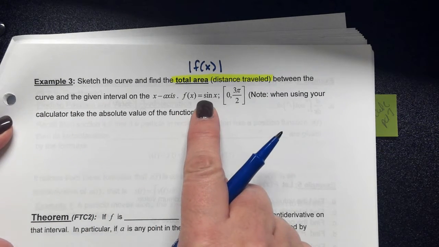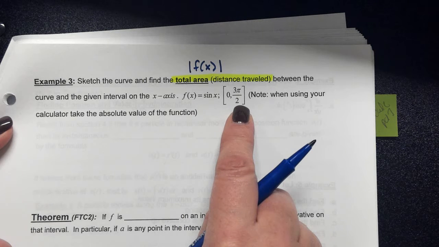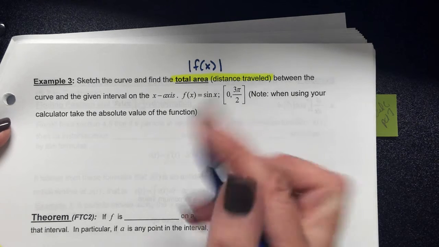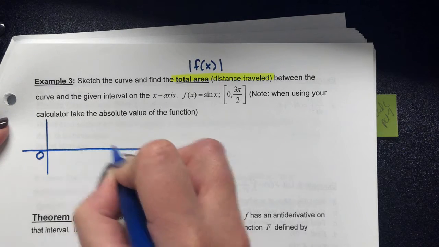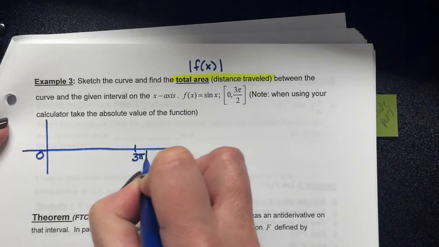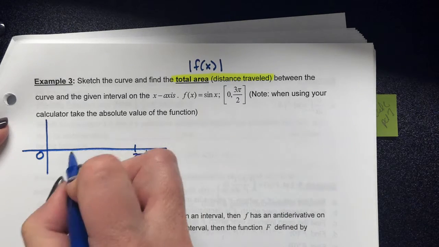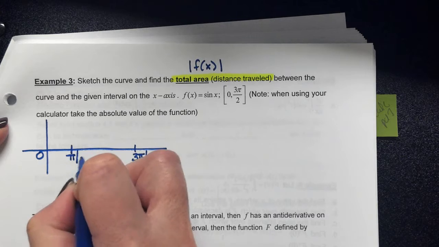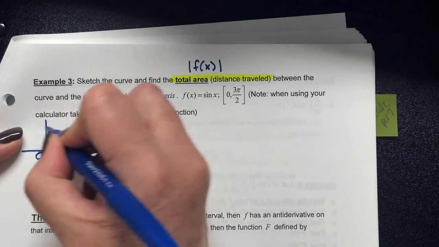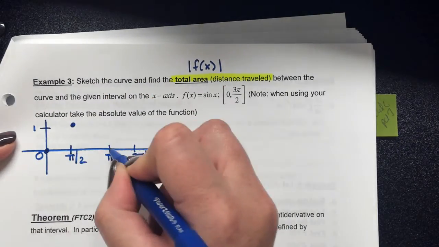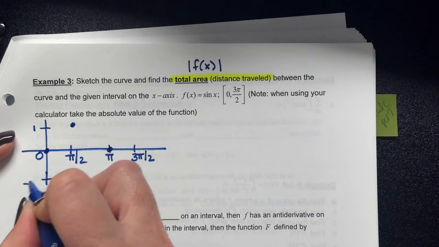So again, they're giving you sine of x. We want to calculate the total distance traveled from 0 to 3 pi over 2. So we're going to do this both ways, using the calculator as well as by hand. So first of all, let's take a look at the graph. So again, I'm going to graph sine of x from 0 to 3 pi over 2. So when I graph sine of x, here's 0, pi over 2, pi, and then 3 pi over 2. So I know sine of 0 is 0, sine of pi over 2 is 1, sine of pi is 0, sine of 3 pi over 2 is negative 1.